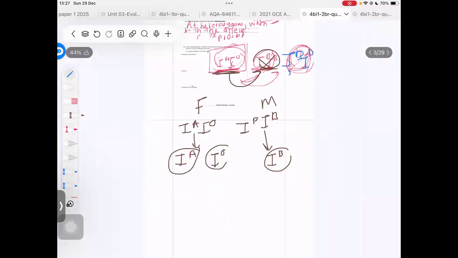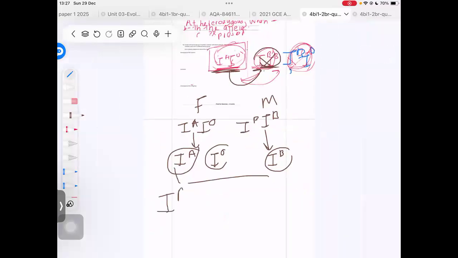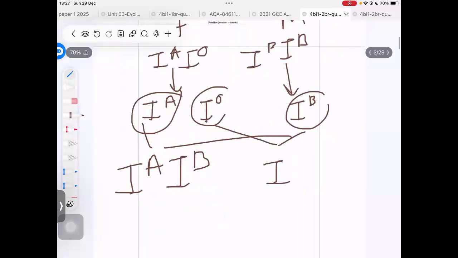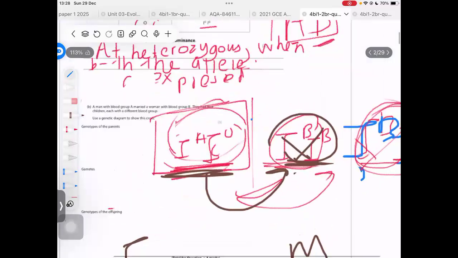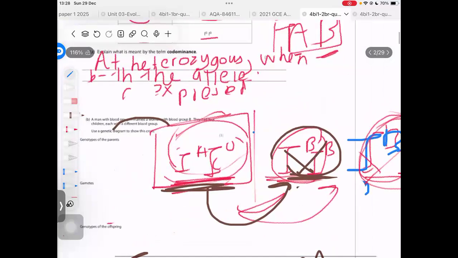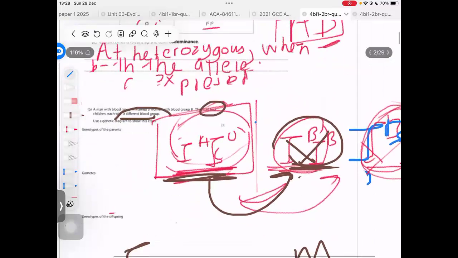This is the mother. This is the father, right? Now you are doing the cross. When you do the cross, you get IA, IB combination, and here you get IB, I naught combination, which means here it's going to be AB blood group. Here it's going to be the B blood group. Here it's going to be AB. Here it's going to be the B blood group, which means again we are only getting two different blood groups. But we want to find a cross which will give us four different blood groups, four children with different blood group each. That means four different blood groups.